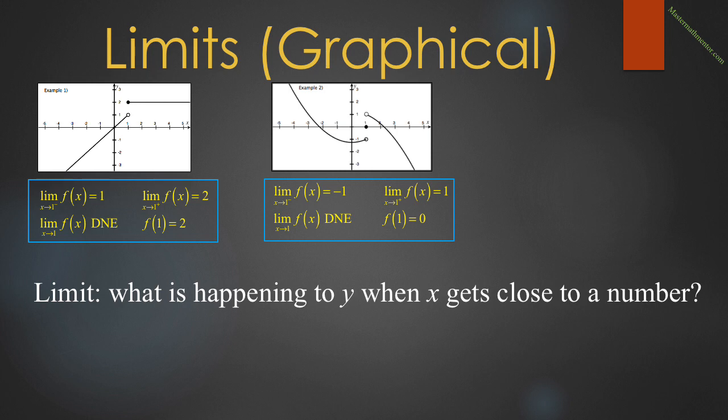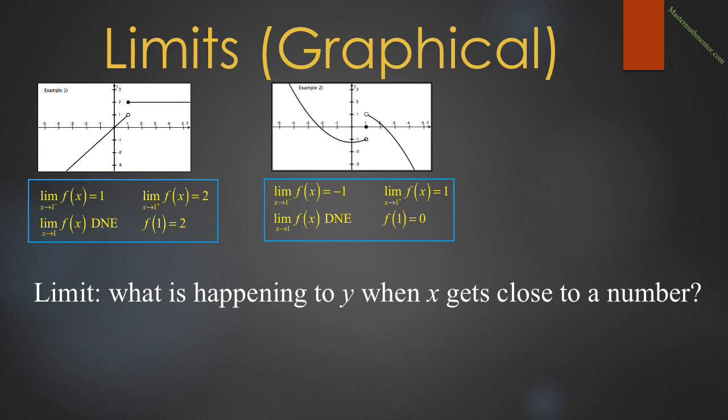The limit of f of x as x approaches 1 from the right is 1 for the same reason. As we walk along the curve and approach x equals 1 from the right-hand side, we approach the point (1, 1), but do not actually reach that point. However, the limit is still equal to 1.